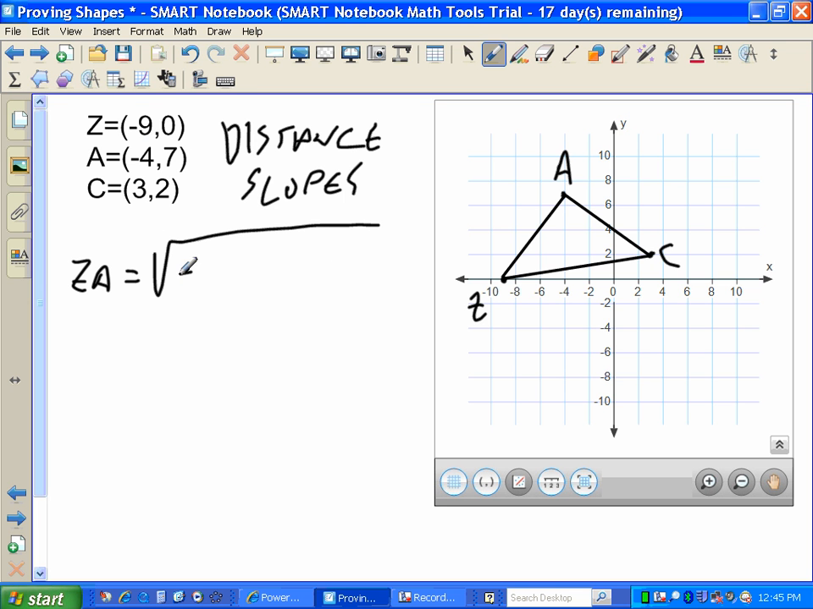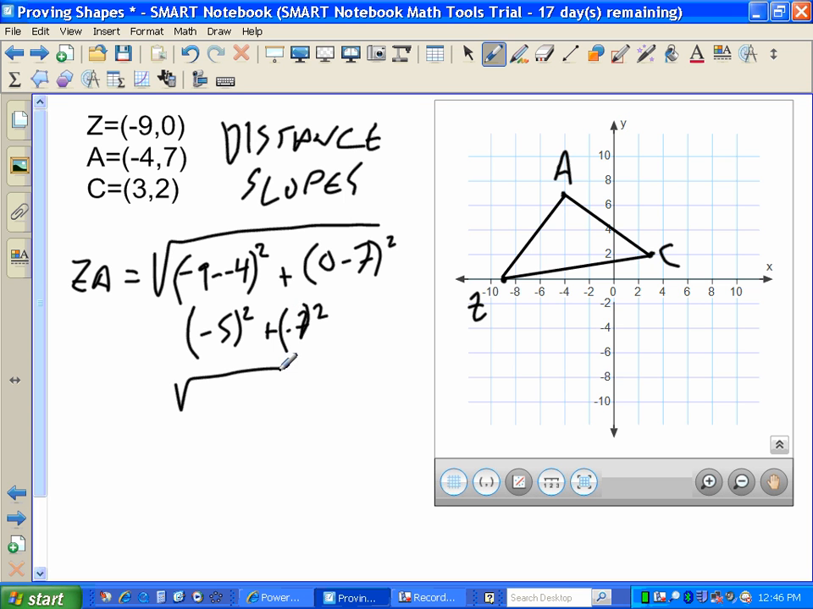So it's going to be (-9 minus -4) squared plus (0 minus 7) squared for ZA. -9 minus -4 is -5. So we have (-5) squared and (-7) squared, should say, right? So this side length turns out to be the square root of 25 plus 49, which is 65? I'll get it eventually. 74. Square root of 74.